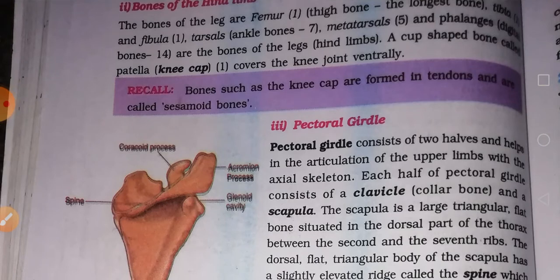The cup shaped bone is called the patella, or kneecap. It covers the knee joint ventrally. Okay, knee joint, kneecap, it's clear. Next, bones such as the kneecap are formed in the tendons and are called sesamoid bones.